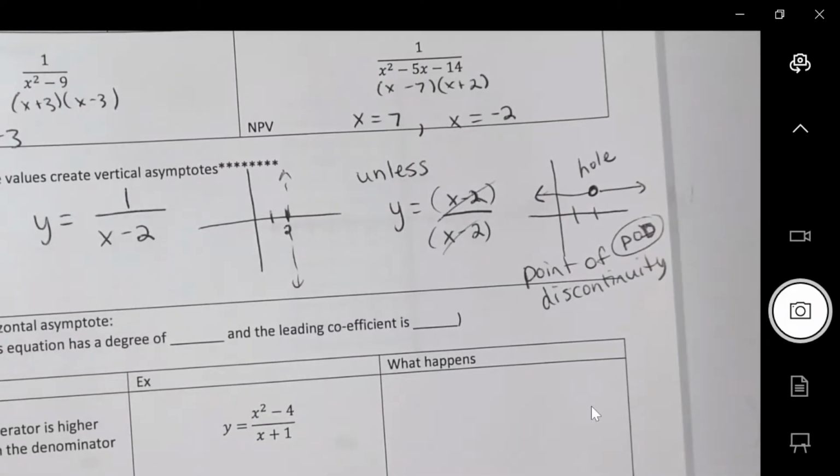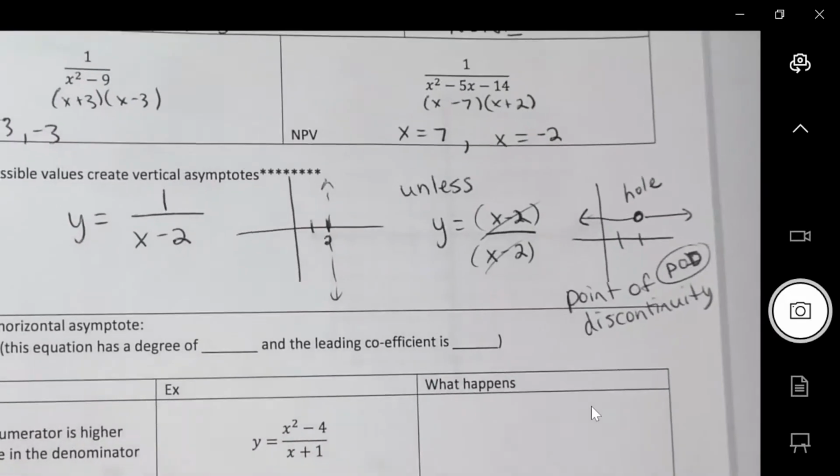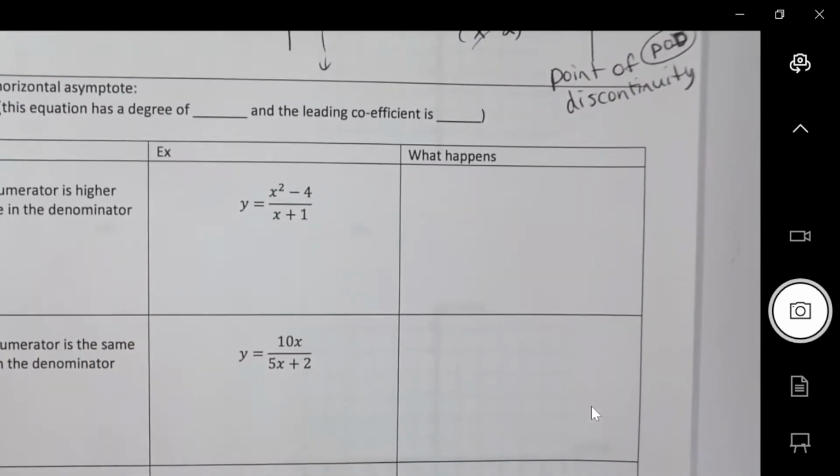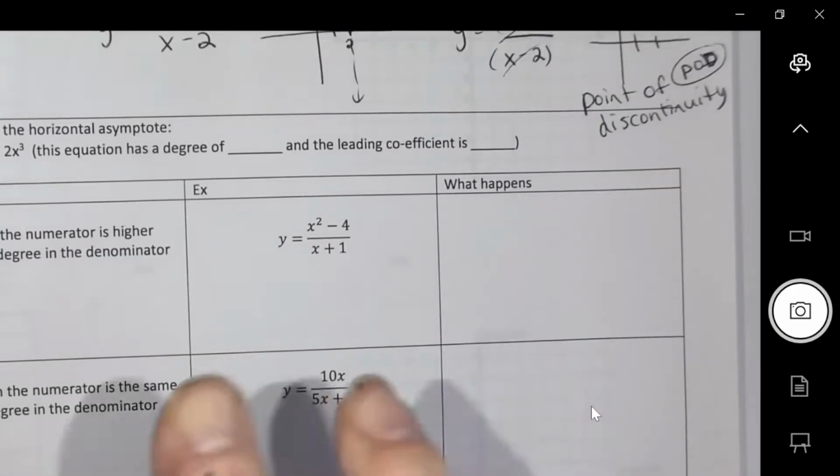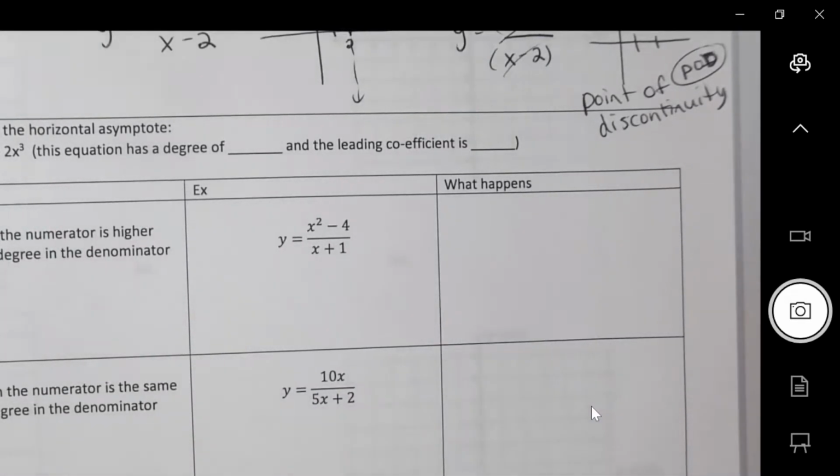That's the rules. That's half the rules. Okay, we're going to shift to the other half the rules. So now let's talk about horizontal stuff. So what's happening with our y's, our horizontal asymptotes?